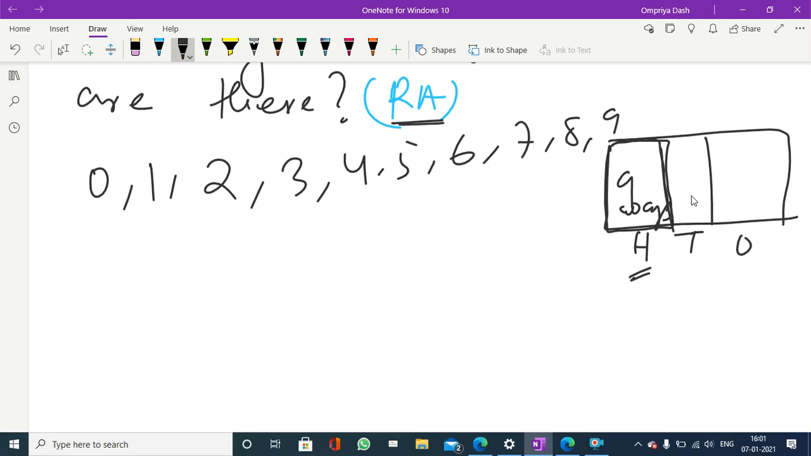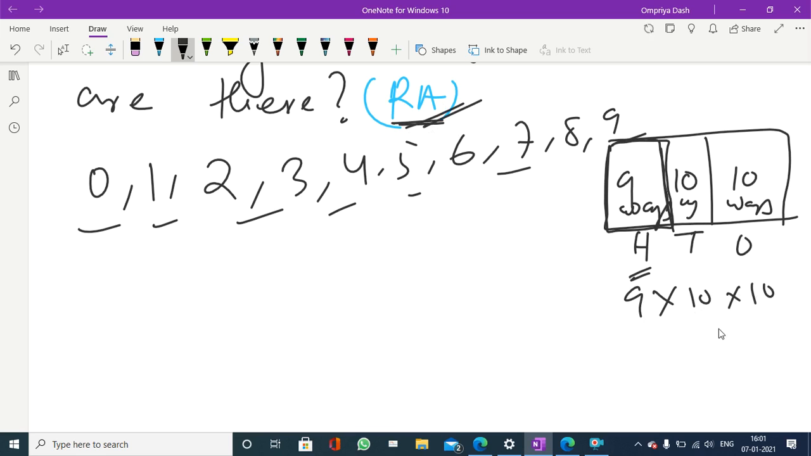Now once you have filled the 100 place, you can fill the 10th place or the 1st place, whichever you want. Suppose I want to fill the 10th place. Well, I can fill any of the 10 digits here, right? 10 ways. Also 10 ways to fill the 1's place, because repetition is allowed, right? So in how many different ways can I do it? 900 different ways. And obviously there are 900 3-digit numbers, right?